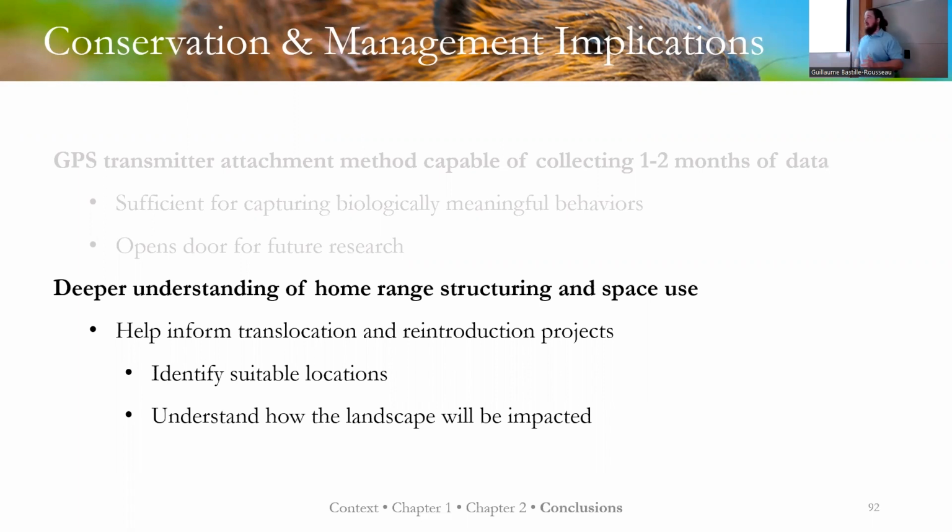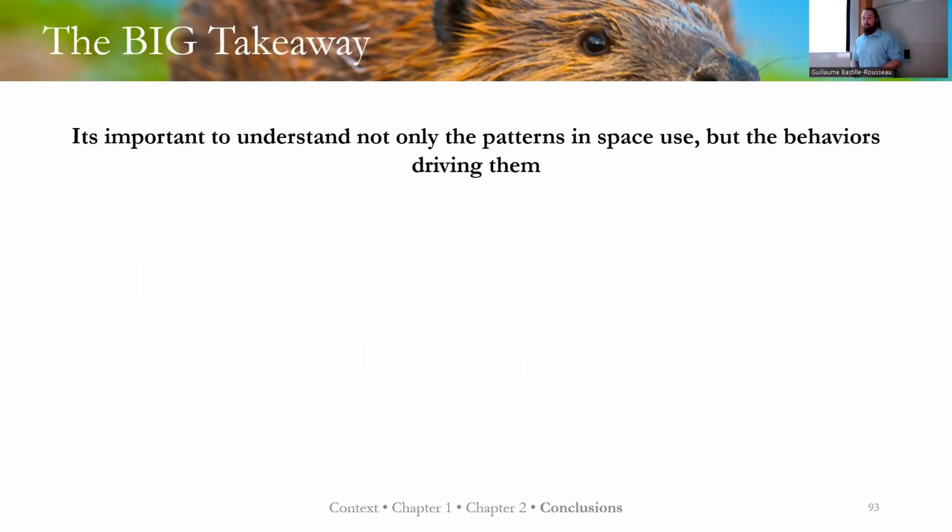If we have a better idea of how they're using space, we can probably identify locations for translocation with greater accuracy. And then we can also understand very specifically how they're going to impact that environment once they're put there. So again, understanding the rate of resource depletion for certain patches that they might access, and then how core home ranges may shift from there.